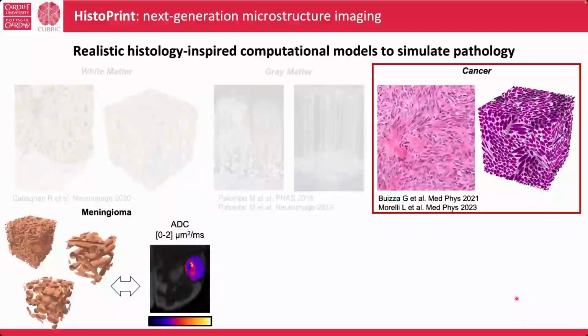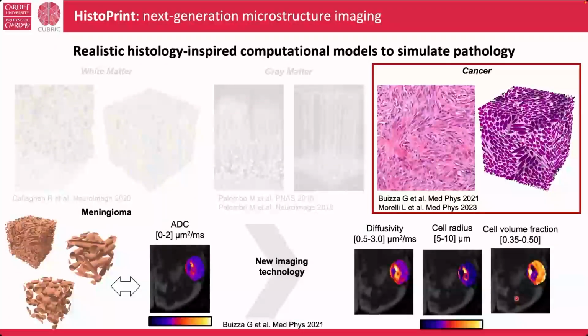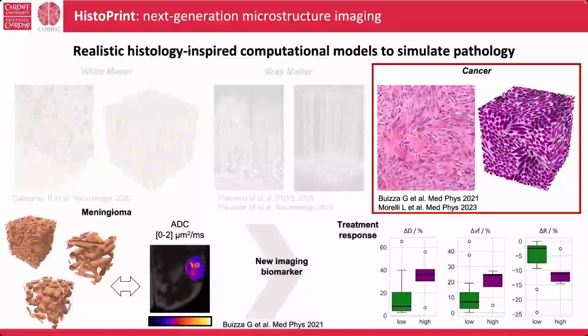In cancer, we have done the same. We have used machine learning and numerical simulations to source separate what are the different contributions to measure the apparent diffusion coefficient. And so you can now estimate what is the typical diffusivity, cell radius, and volume that can lead to the measured ADC. And this was used in a center in Milan to assess treatment response in meningioma.